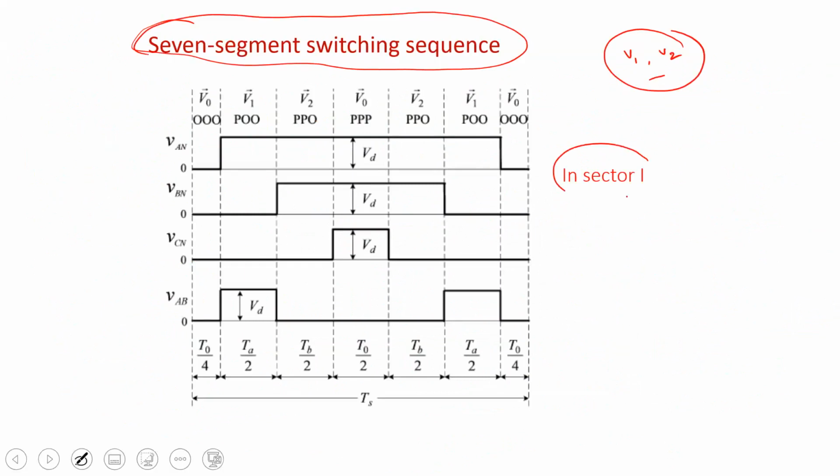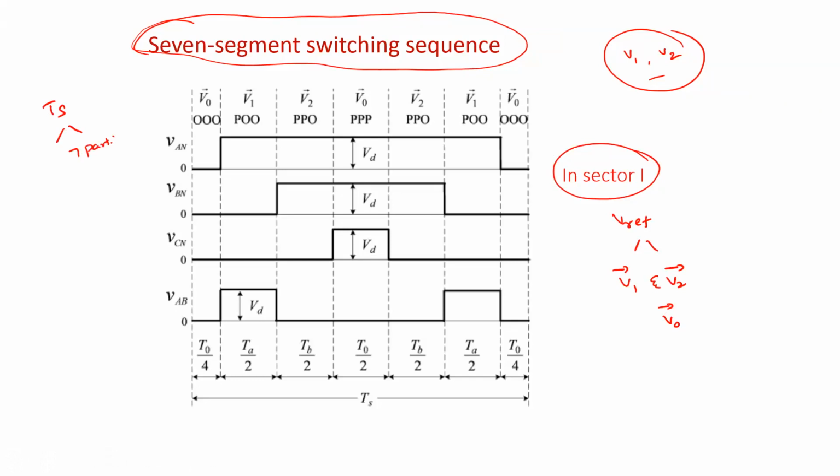Let us assume that this reference vector is in sector 1. So this V reference is in sector 1. That means now it is influenced by V1 vector and V2 vector. Along with that, we have V0 vector. Right. So this time period TS is divided into 7 parts, so that we will get a voltage as something like this. So this is VAN, this is VBN, and this is VCN, and the overall voltage VAB.